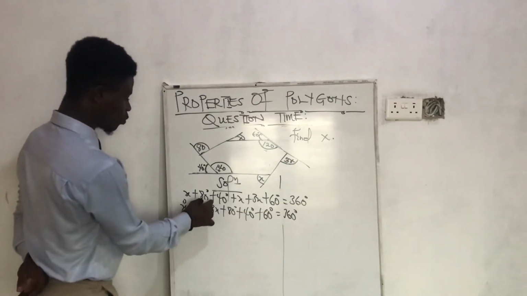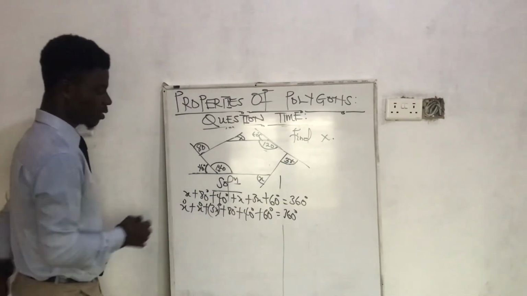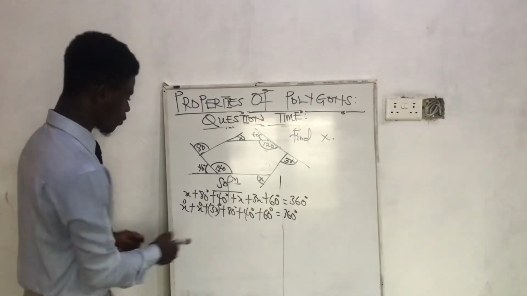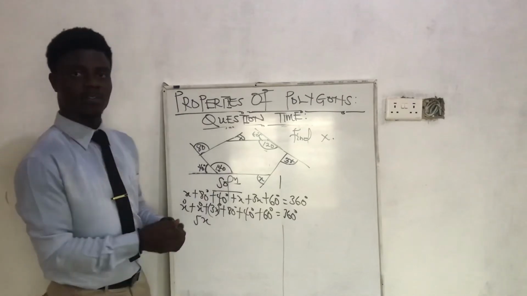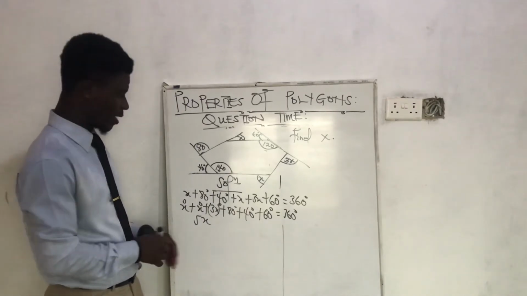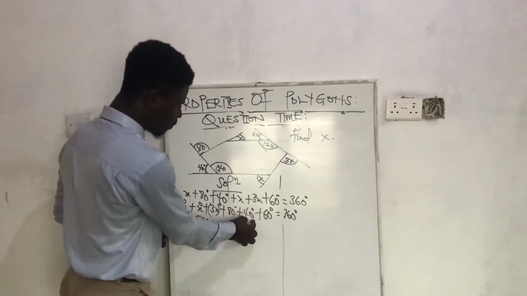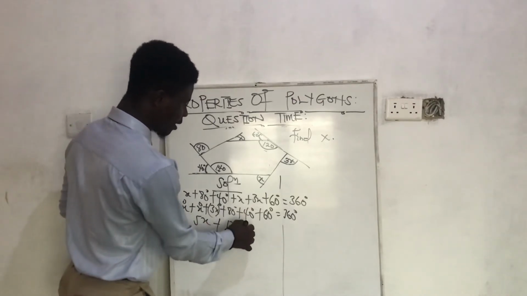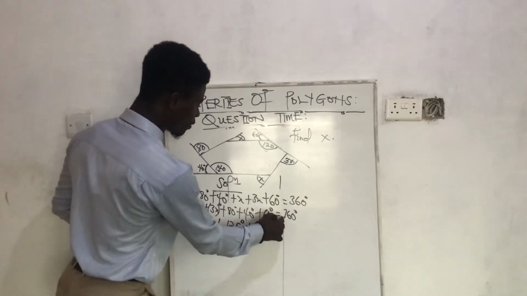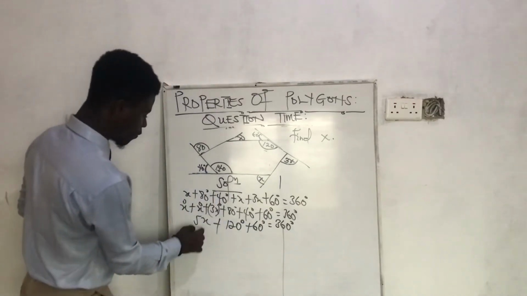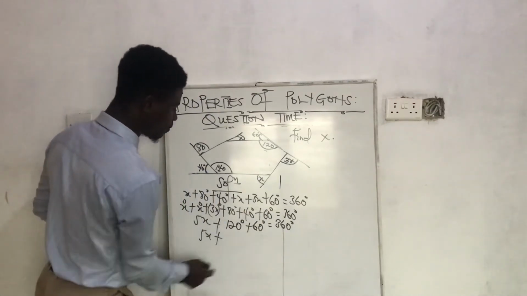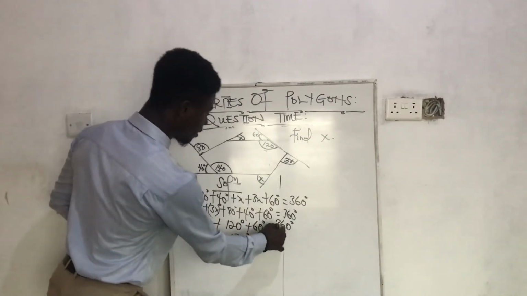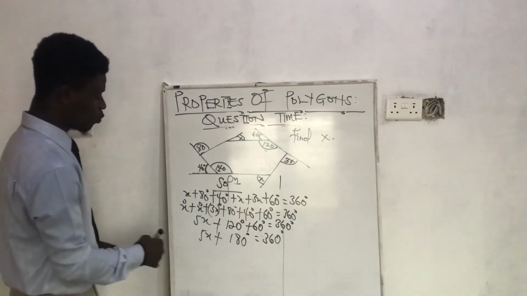Don't forget that these are also in degrees. So x plus x is 2x plus 3x is what? 5x. Do you understand what is going on here? Then plus 80 plus 40, I'll get what? 120 degrees. Then plus 60 degrees equals 360 degrees. So 5x plus 120 plus 60 is what? 180 degrees equals what? 360 degrees. So you group like terms.